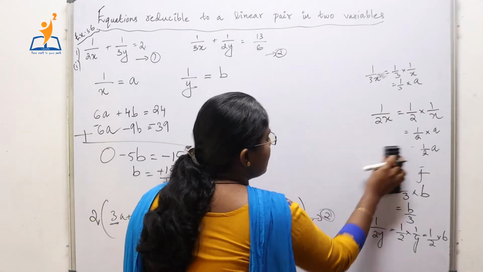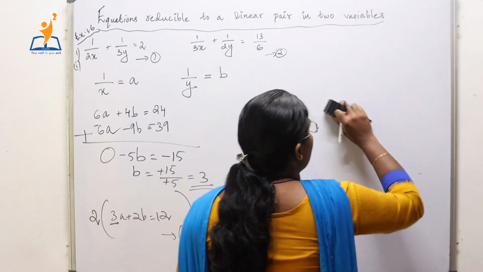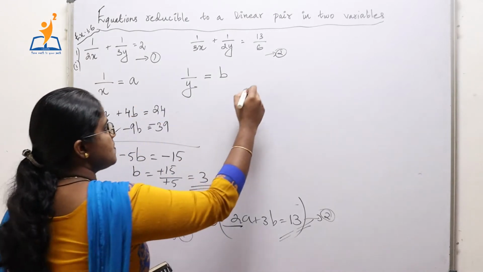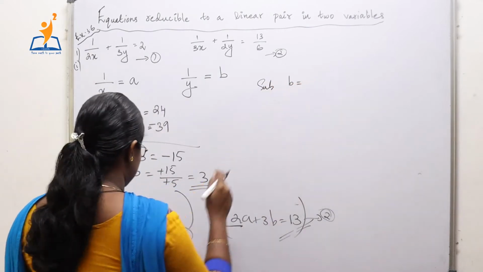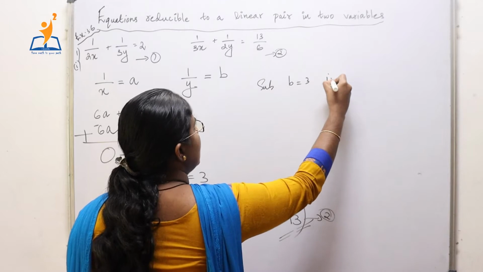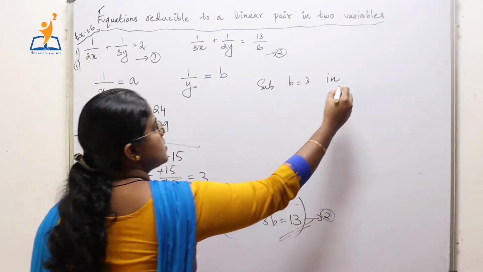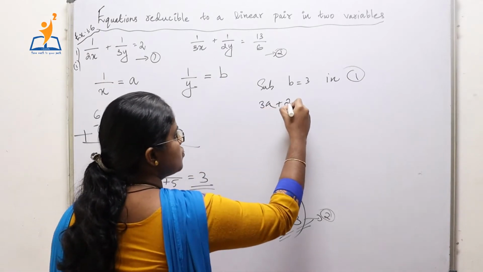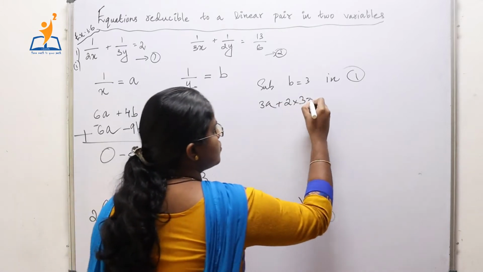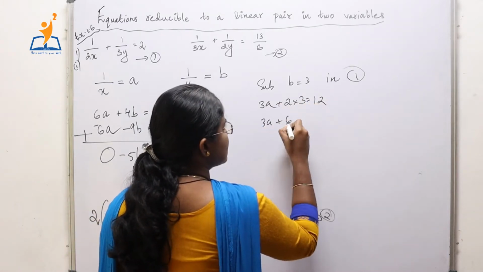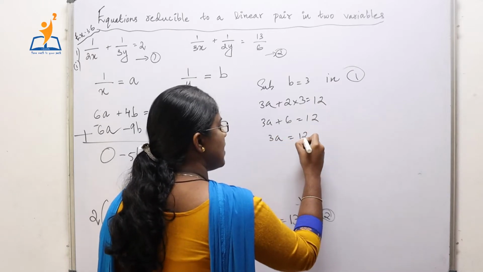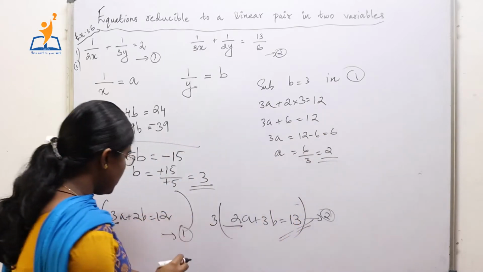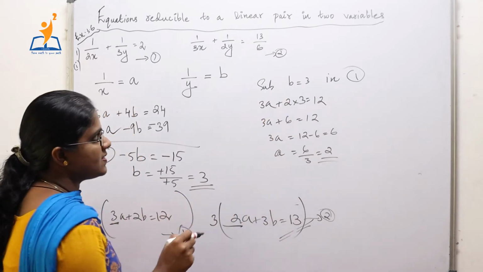So if we get the value for b, to get the value of a, we want to substitute b's value in either of these equations. So substituting b is equal to 3 in equation number 1, we will get 3a plus 2b, plus 2 into 3, equals 12. Now 3a plus 6 is equal to 12. 3a is equal to 12 minus 6, that is 6. So a is equal to 6 by 3, that is 2. So we got a is equal to 2 and b is equal to 3.